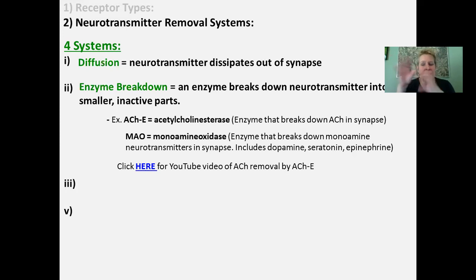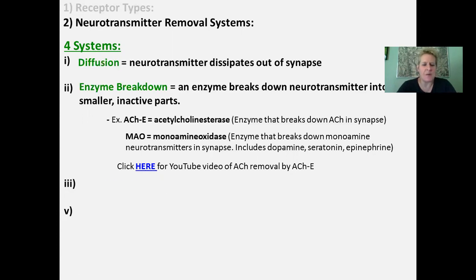Some real clinically relevant examples. Another common enzyme breakdown system is monoamine oxidase. Oxidase ends in ase, so it's the enzyme, and monoamine stands for the neurotransmitters it breaks down. It's the enzyme that breaks down monoamine neurotransmitters in the synapse, and those include dopamine, which you've probably heard of, serotonin, and epinephrine. I'm going to have you look at a YouTube video on removal of acetylcholine from the synapse with acetylcholinesterase. Very important. Okay, let's move on to another removal system.